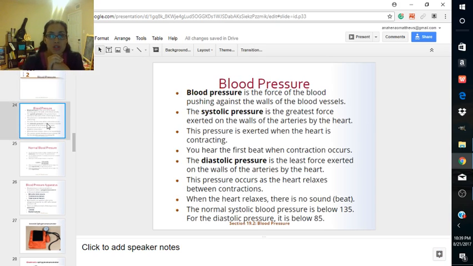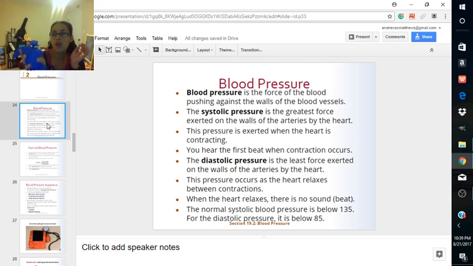So blood pressure is the force of blood pushing against the walls of the blood vessels. So here are your blood vessels. I know, it's pretty sad. You can tell I'm such a nurse. I don't have balloons, but I have gloves. So I had to improvise. So my hand is my heart, and the rest of this will be blood vessels.